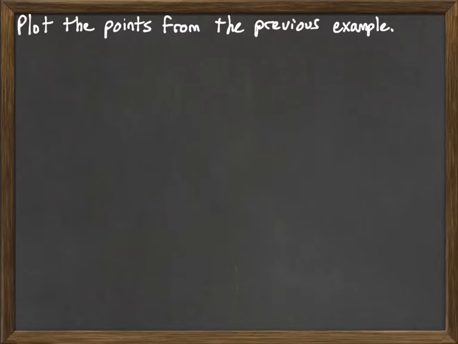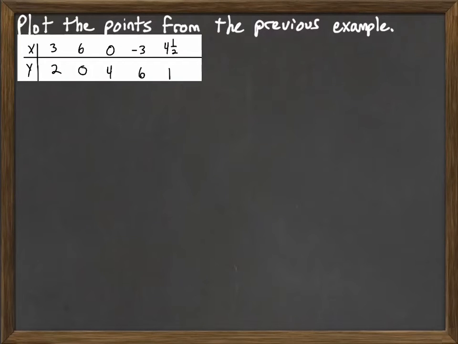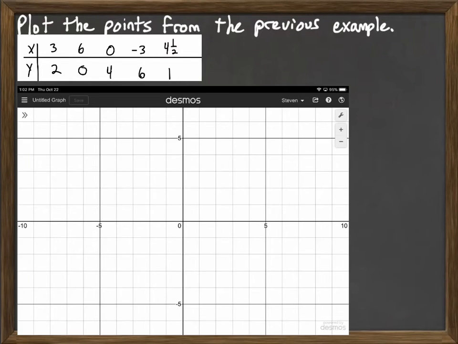So what I'm going to go ahead and do here is I've taken and put those 5 solutions into a chart with my x and y values. Each one of those, each pair, is going to correspond to a point. So here I have the point 3, 2, 6, 0, 0, 4, and so on. And so we want to graph those on our graph.